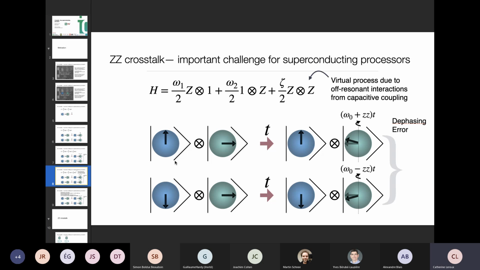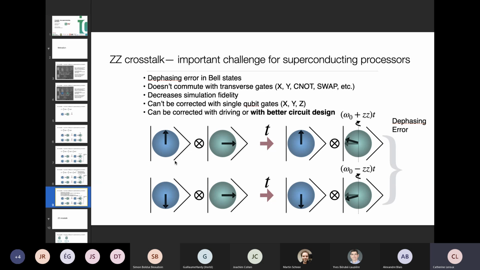The reason why I added these ZZ terms is that all of the resonant interactions that happen between the 2 qubits, due to some capacitive coupling for instance in the processor, will effectively generate such a term. And so that's why I've been considering this.